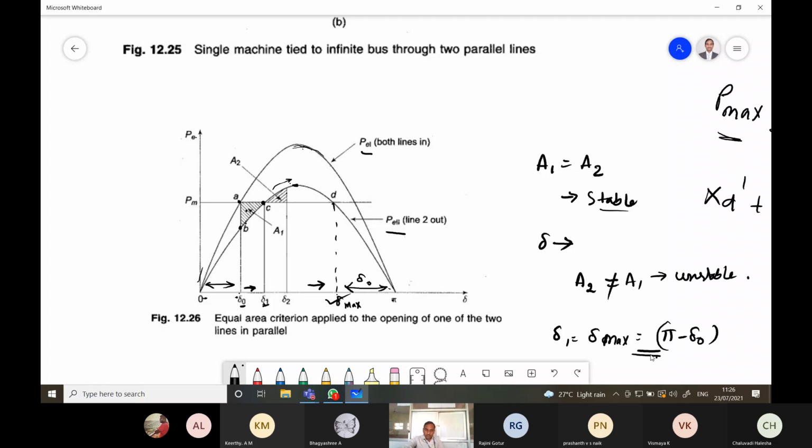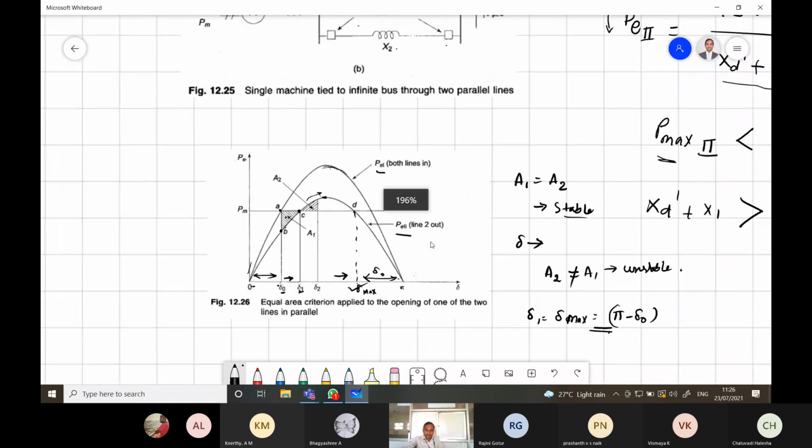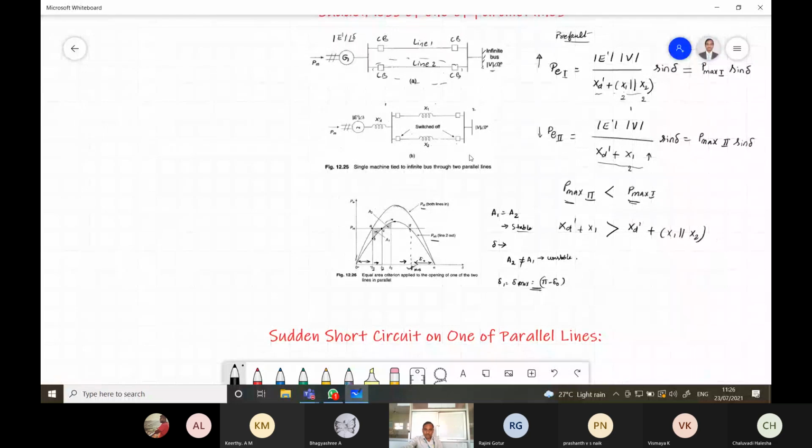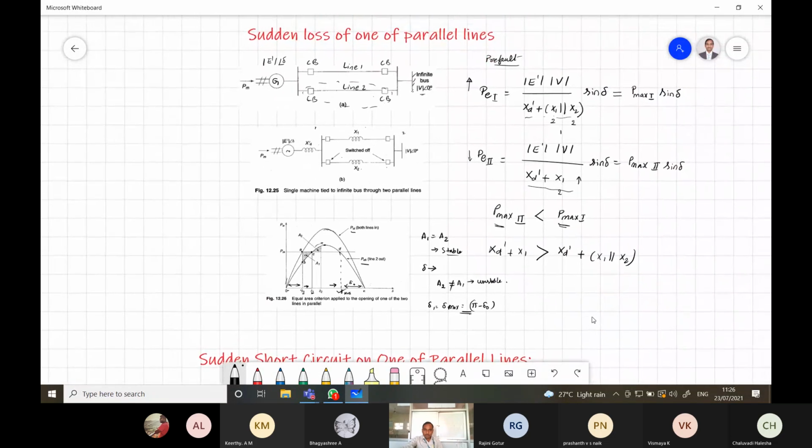Okay. Are you following these things? Is it clear? When two lines are operating and one of the lines is open, what are the changes that happen in the equations, the reactance and the equal area criterion? Did you follow this?